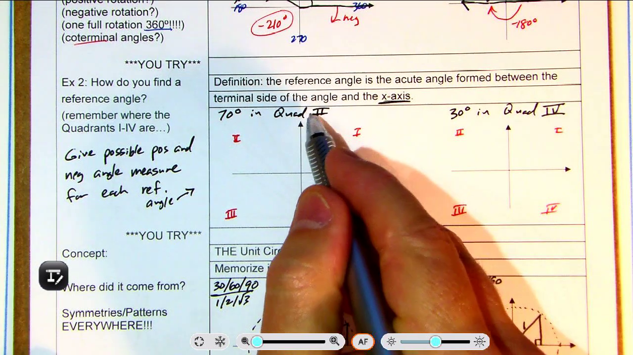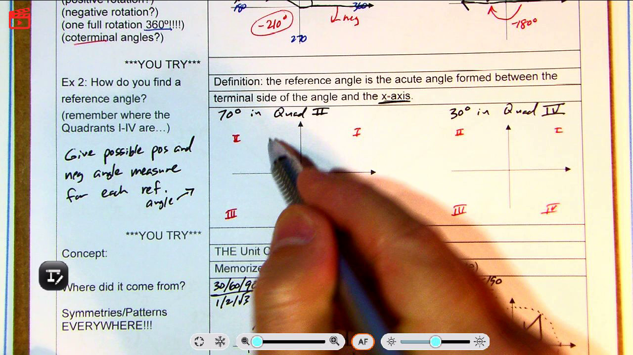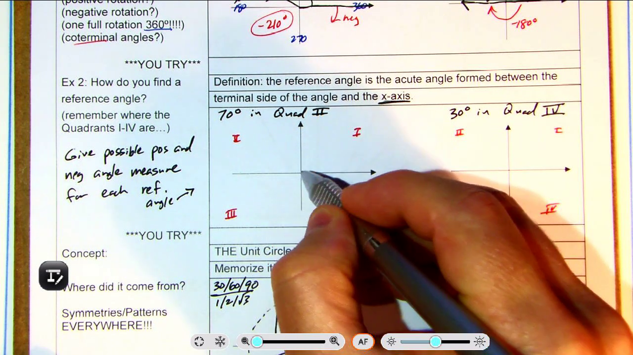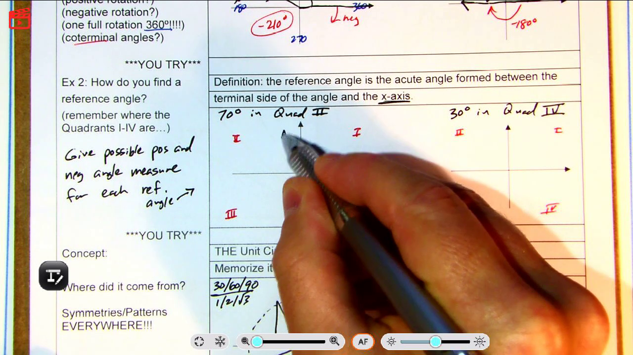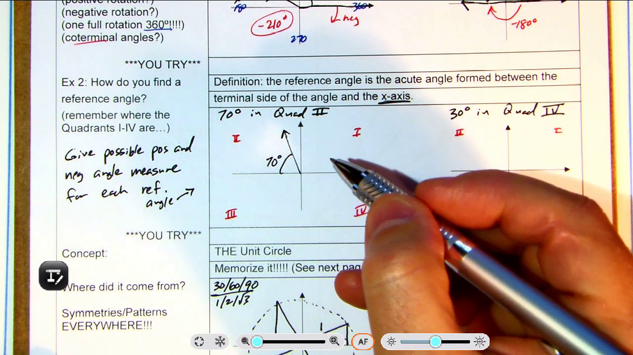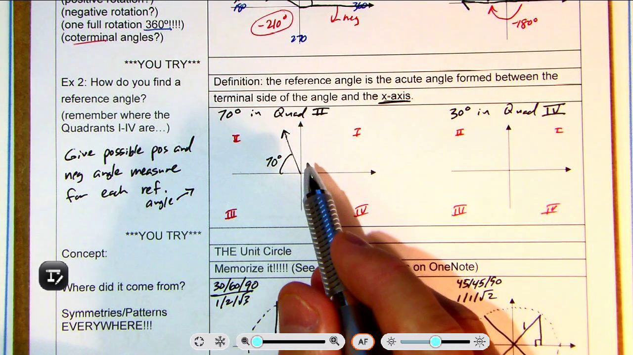So 70 degrees in quadrant 2, this is quadrant 2, and it's up or down from the x-axis. So if I would go 70 degrees up, that's about right there. So 70 degrees is my reference angle. What is the positive and negative angle measure for that?